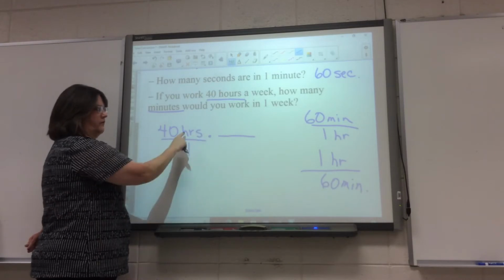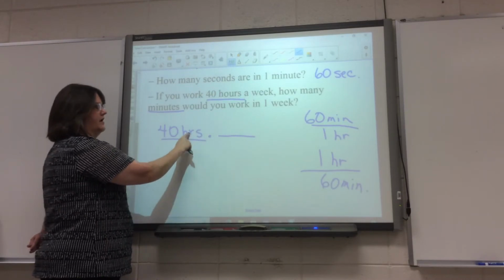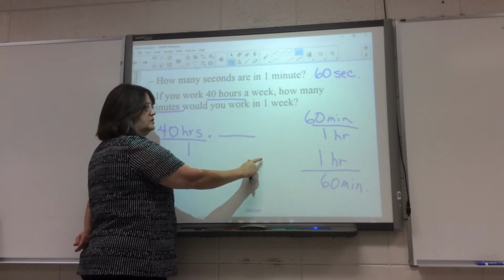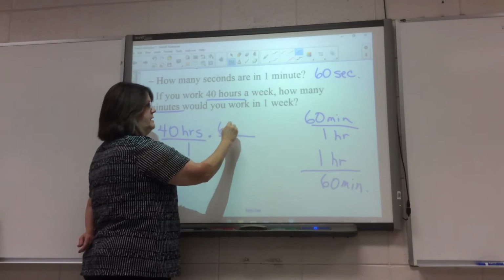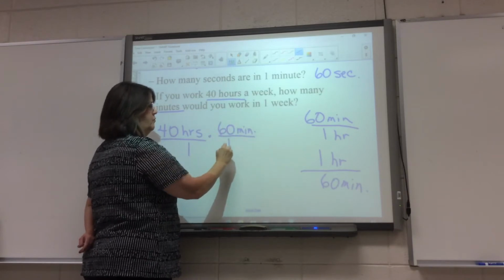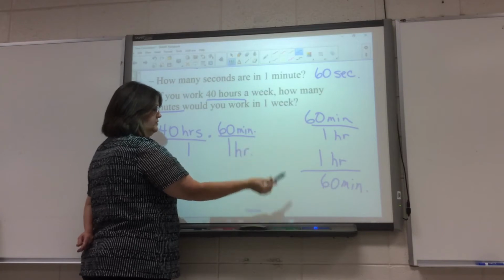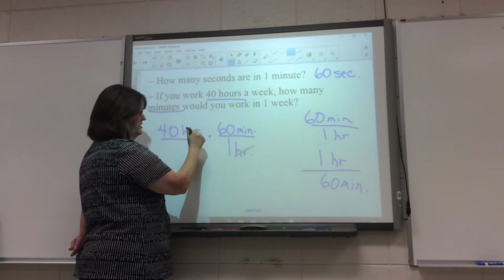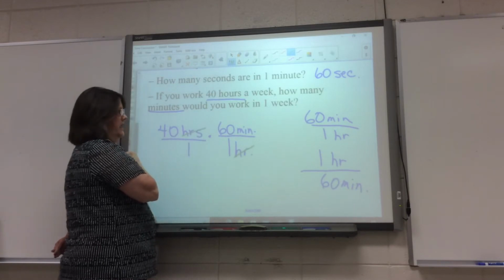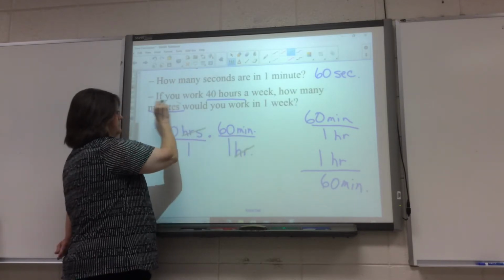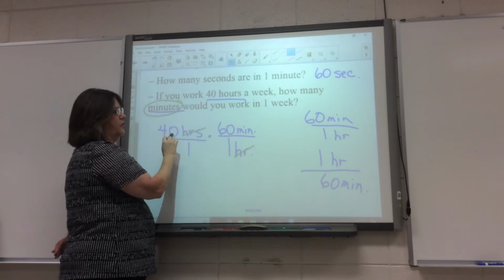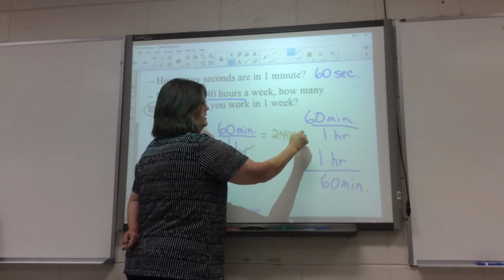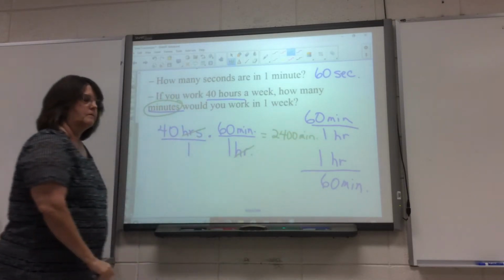I have hours right here. Hours can be placed as 40 over 1. So if my hours are here, I want my hours in the denominator here. So I'm going to write this as 60 minutes per 1 hour. And what that does with dimensional analysis is that cancels, because this is in the denominator, this is in the numerator. That goes away. And now I have just minutes left, which is my destination. So 40 times 60 is 2,400 minutes in 1 week.